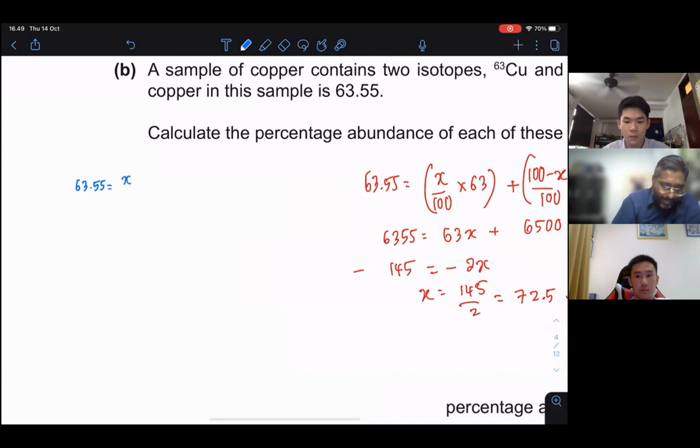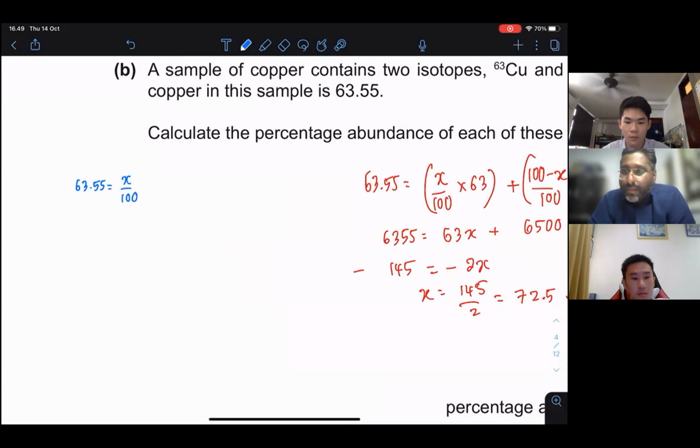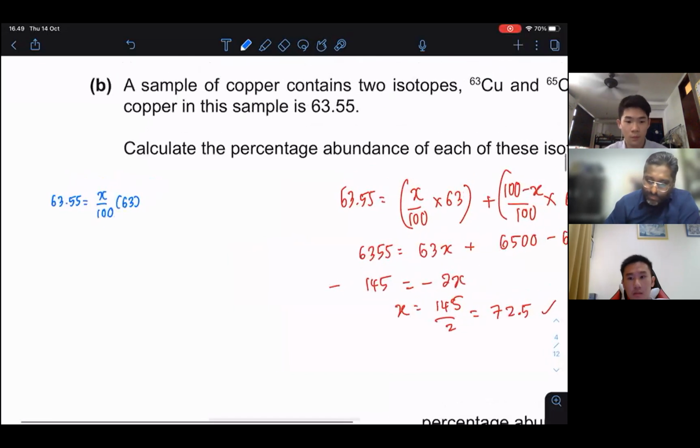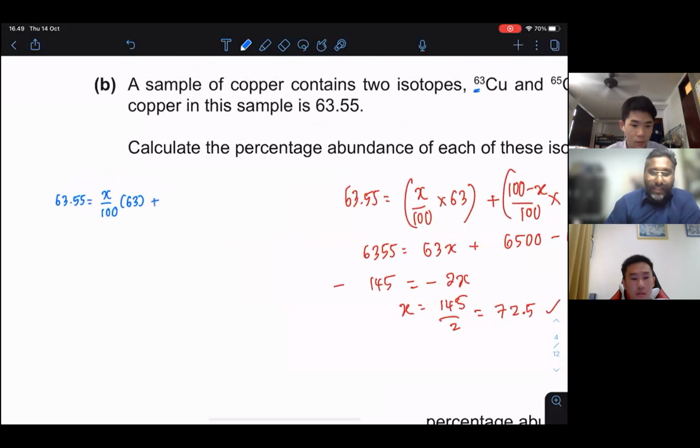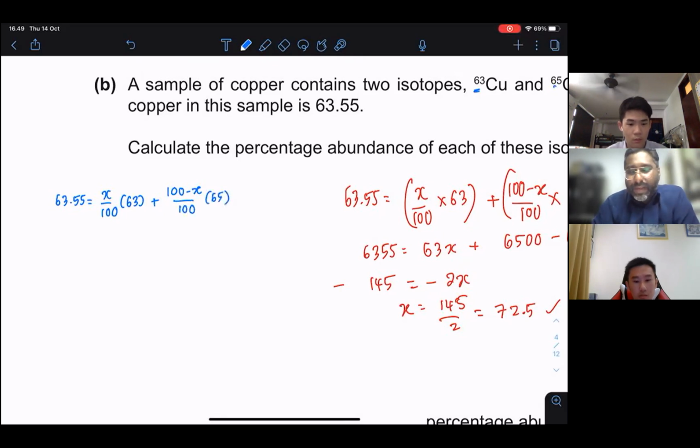So X divided by 100, and then I'm going to times it with 63. That's the formula. Plus the remaining. What is the remaining abundance? I'm using a base of 100, so 100 minus X. X can be any number, it can be 30, it can be 70. That is what we want to find. So 100 minus X, divided by 100, and then times 65. So what we need to do is to find X, and that X will be in percentage form.